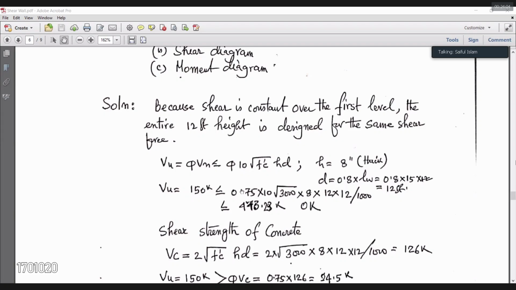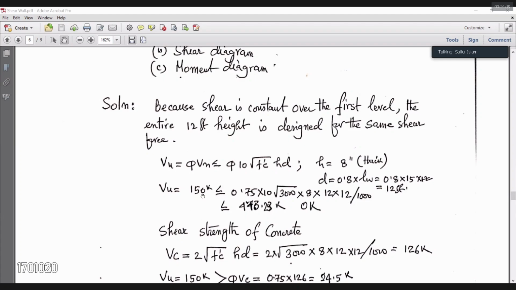So your section is within limit. With keeping that section, it is very easy to accommodate 150 kip shear. So the wall is fit to accommodate this shear.